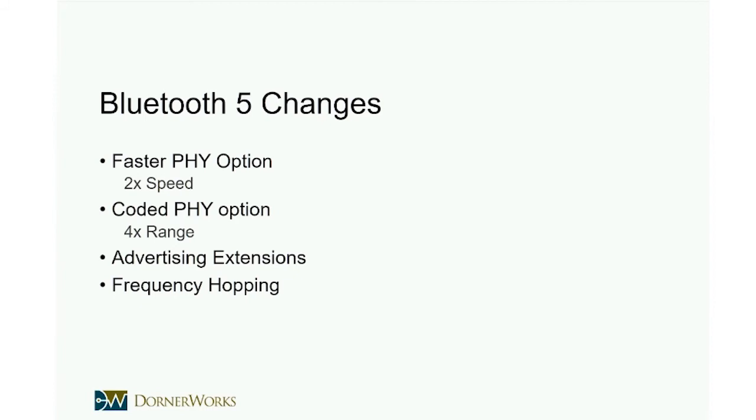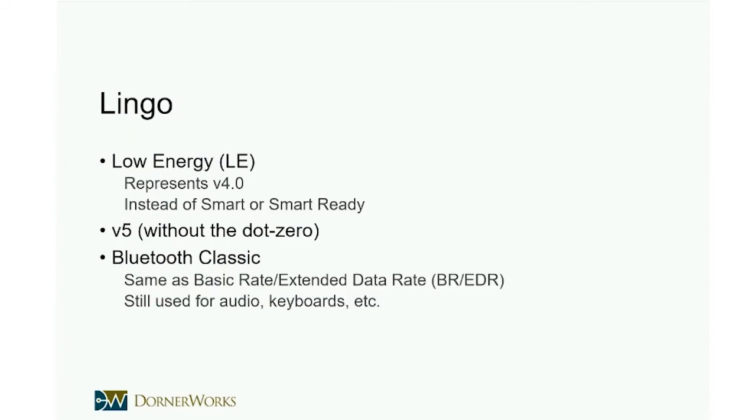They also added advertising extensions. A lot of applications use advertisements, use beacons, things like that, and they wanted to add more support for what a lot of the people were trying to do on their own. And frequency hopping was added to help with the noisiness of all of these new Bluetooth devices. You've got billions of them now. So they needed to add a way to kind of reduce the noise.